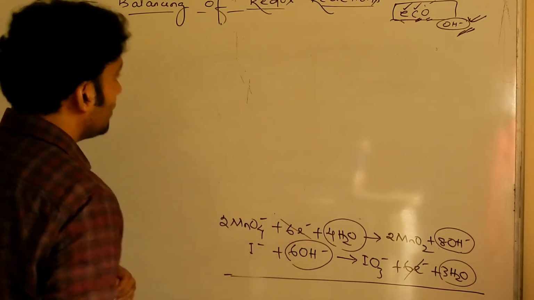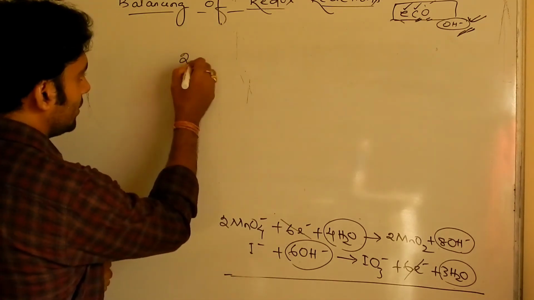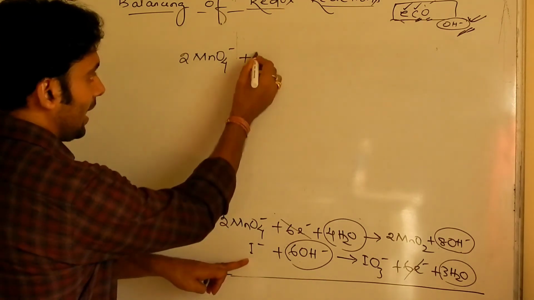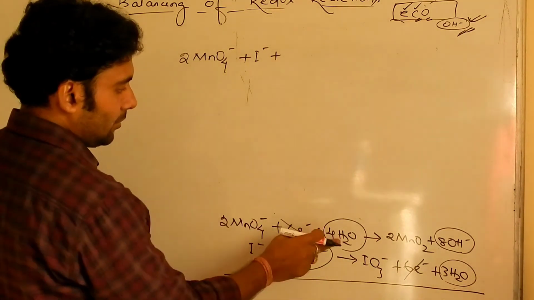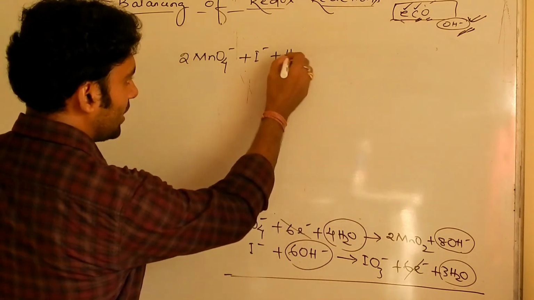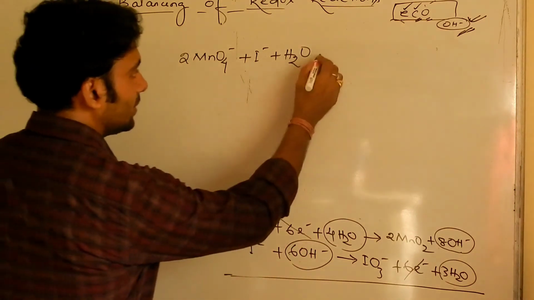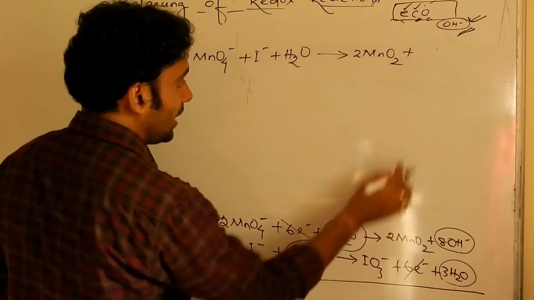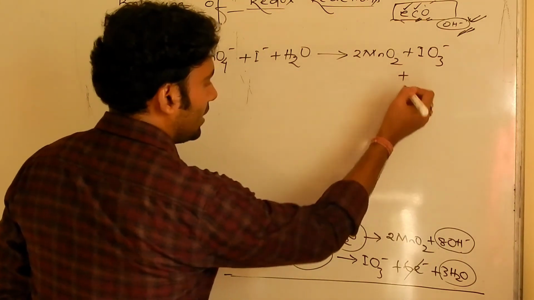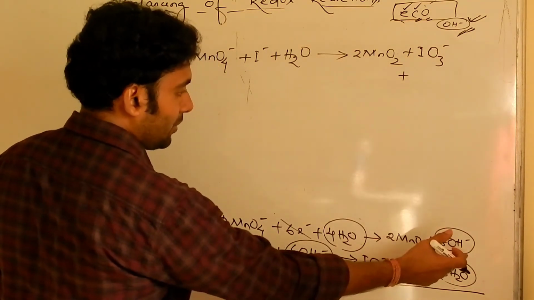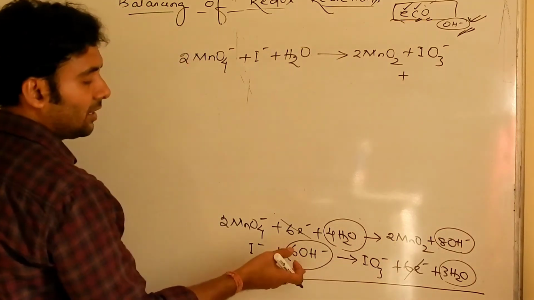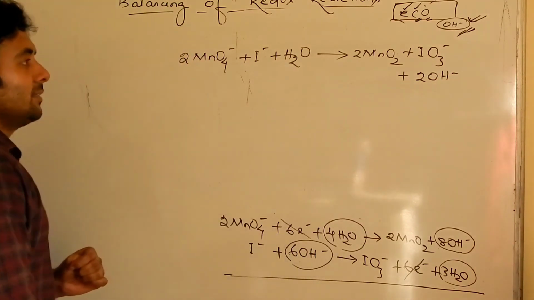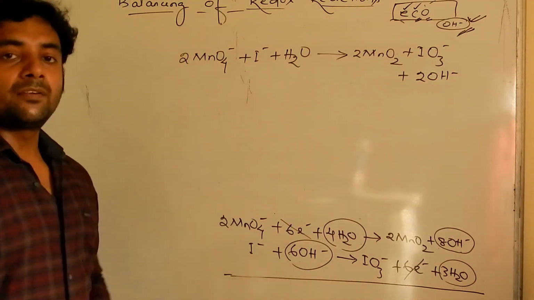So now write the overall reaction. The overall reaction will be 2MnO4⁻ + I⁻ + one extra water molecule on the reactant side, so it is simply H2O. So the reactant side is complete. The product side is 2MnO2 + IO3⁻, and as OH⁻ there will be 2 extra, because on the product side there are 8 OH⁻ and in the reactant it is 6 OH⁻. So it is 2 OH⁻. So this is the overall balanced equation of the given question.